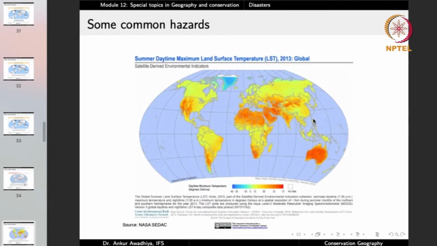If you look at the hazard of, say, heat waves, heat waves can be seen by looking at the temperature distribution of different areas. And if you look at the maximum land surface temperature, we find that most of Australia, most of the southern portion of Africa, most of the northern portion of Africa, large portions of Asia and Europe, a very large portion of the US and Mexico, and a large number of areas in South America have a very high temperature maximum in the summer season.